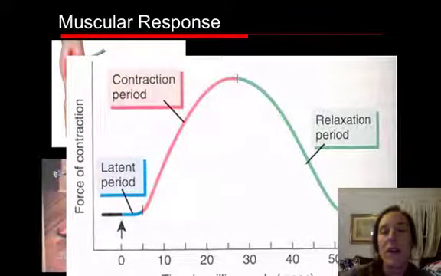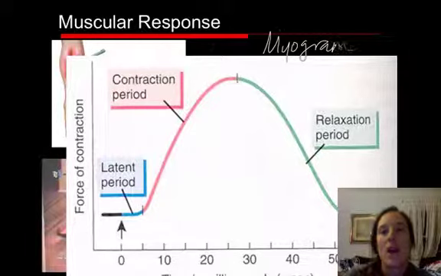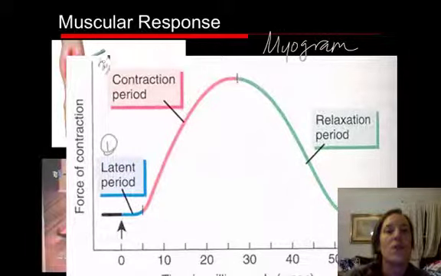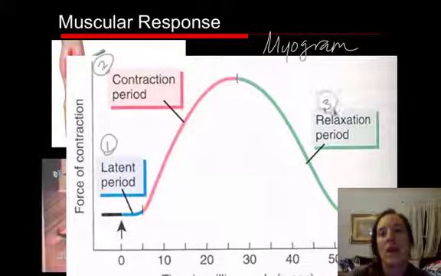Okay, so myograms have 3 particular periods. This is a myogram. And so we have this period here, this latent period. We have 2, a contraction period, and we have 3, a relaxation period. And so the latent period is the period before stimulation.